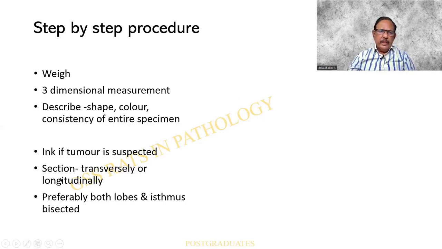Regarding the sectioning, there are two things. I'll be showing you the pictures. Have this in mind. It can either be transverse or it can be longitudinal. Longitudinal is along the longest axis. And it should preferably include both the lobes and the isthmus so that you have one half that can be stored and the other half can be grossed comfortably. The preserved half can be revisited if needed or mounted.